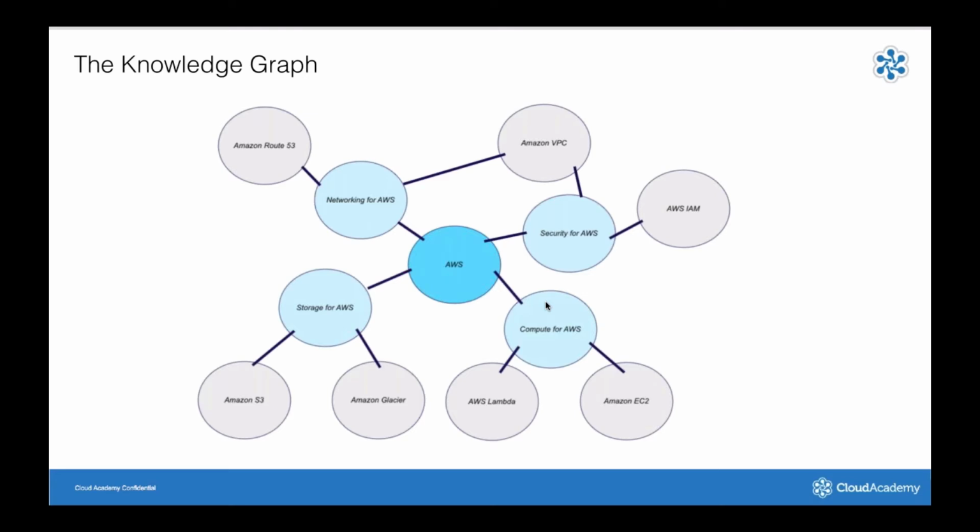Connected to these skills that we call domain skills, you see the services of AWS. So we have, for example, AWS IAM that is connected to security. There is Amazon EC2 that is connected to compute for AWS. But more interestingly, there are also skills that are connected to multiple domains. So for example, Amazon VPC is connected to security for AWS and to networking for AWS. That's a great difference between a tree, that is the classical way to represent skills, and a graph where skills have many more connections among themselves.